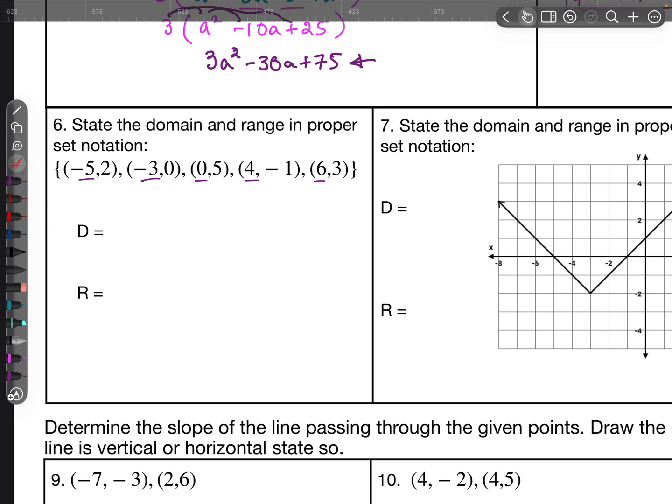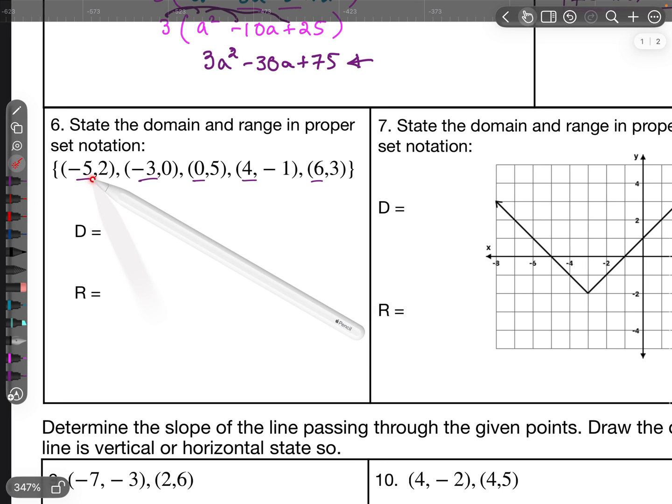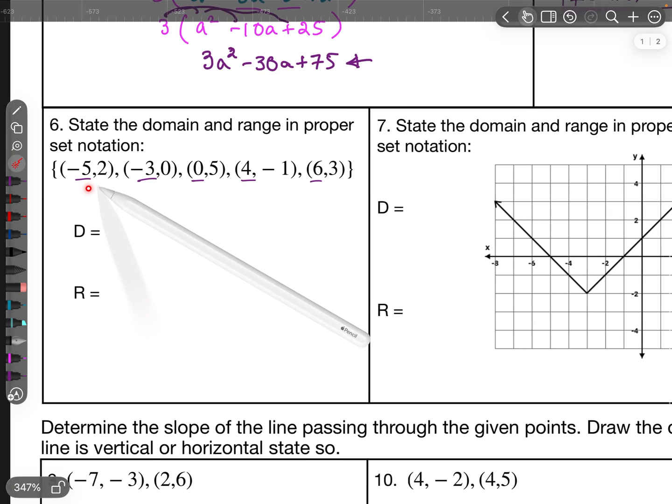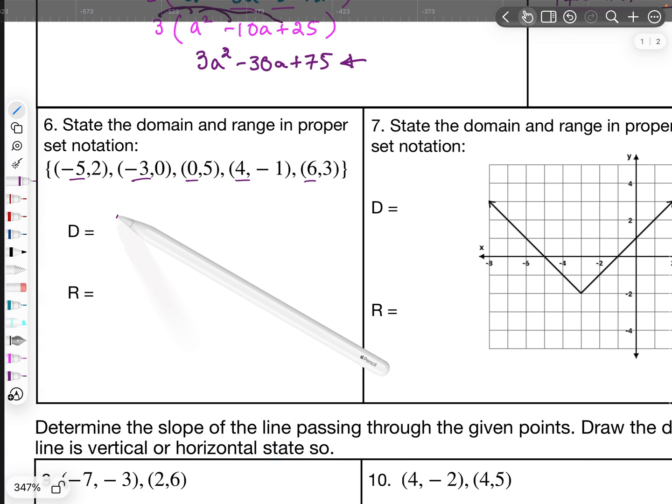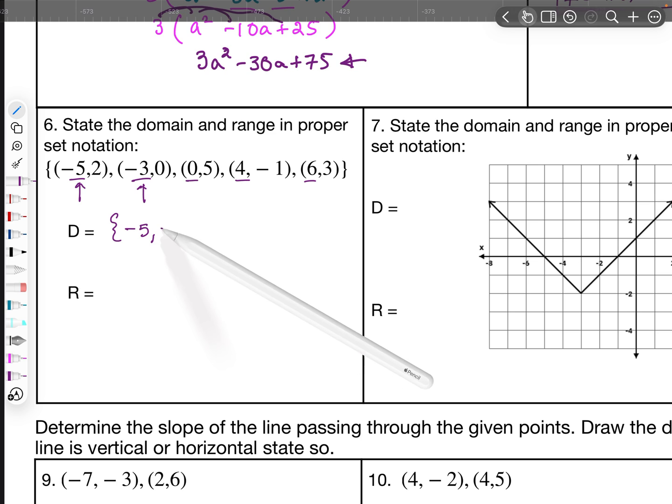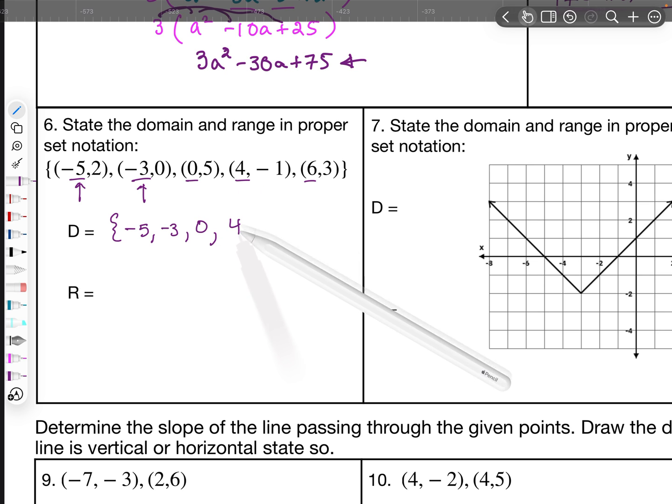Functions are just things that give you ordered pairs, and this one's just telling us the ordered pairs. So our domain, we write these little curly brackets, and then I got a -5, a -3. So the -5 is the smallest one, the -3. Then will come the 0, then comes the 4, then comes the 6. Right? So we like to put them in ascending order, lowest to highest.